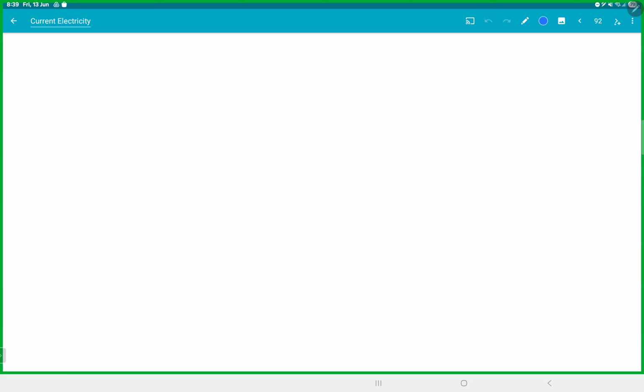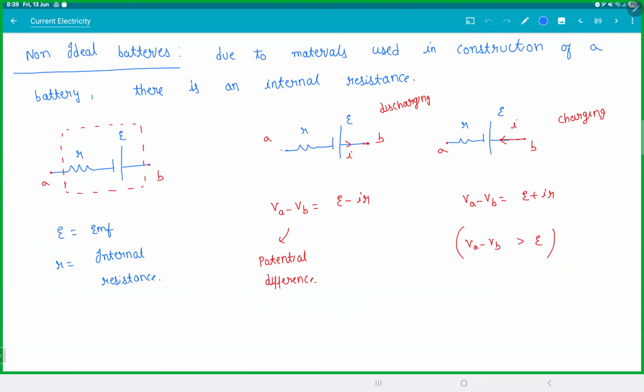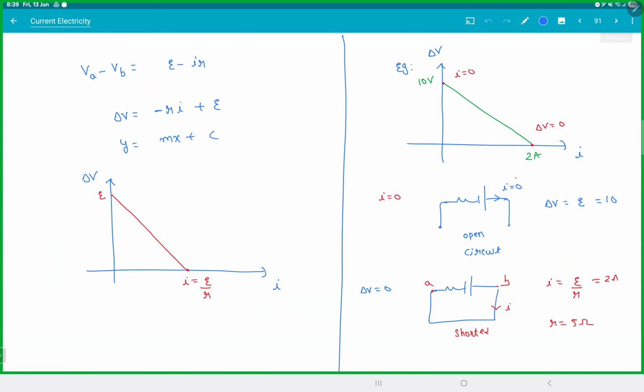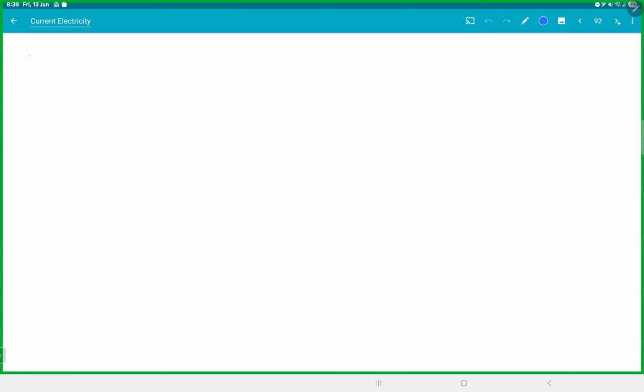Anyway, so last thing we did was non-ideal batteries. Non-ideal batteries also have an internal resistance, so they do mess up. The potential difference won't be equal to the EMF. Next thing, combination of cells. Today we'll be doing a lot of small topics. There are a lot of small concepts. Last class we did like one whole thing.